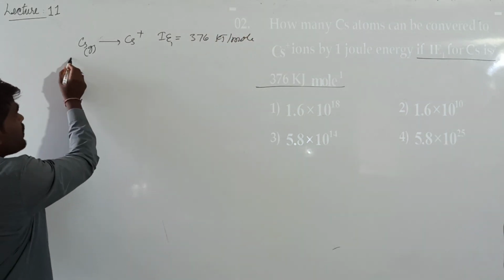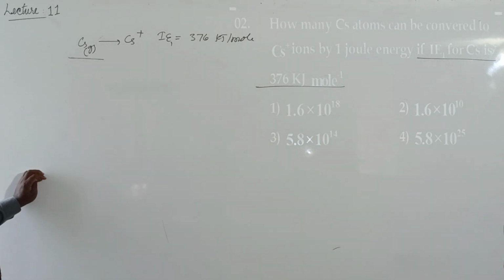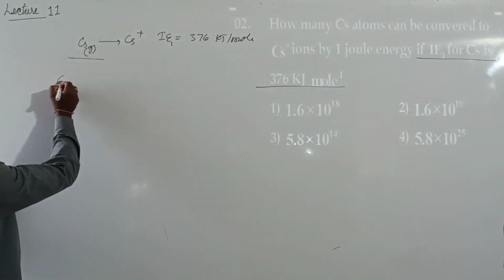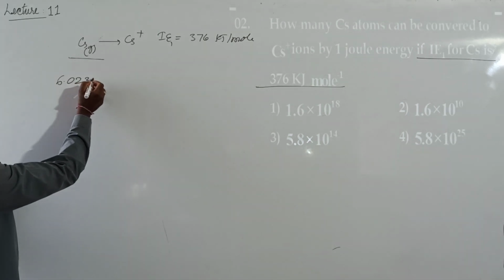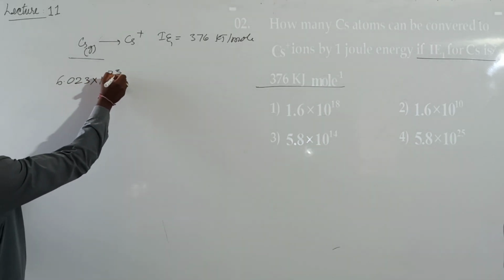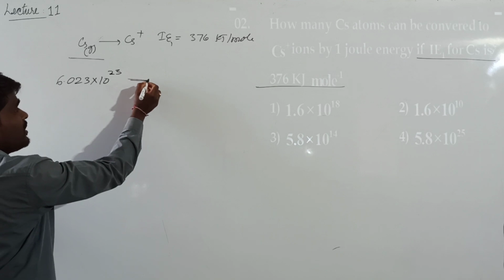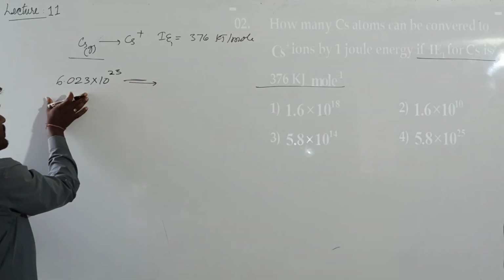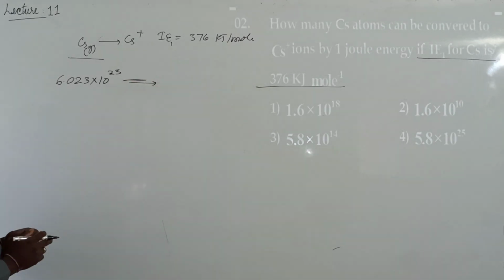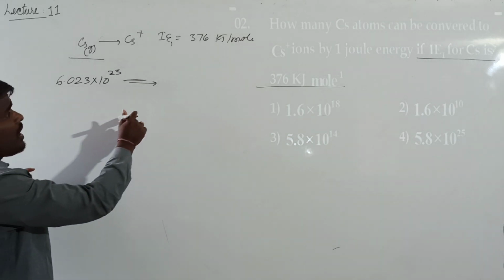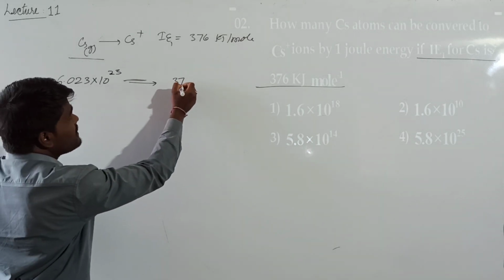That means when 1 mole of cesium atoms, what is meant by 1 mole? Avogadro number, 6.023 into 10 power 23 cesium atoms, in order to remove an electron from it, 6.023 into 10 power 23 cesium atoms, how much energy is required?